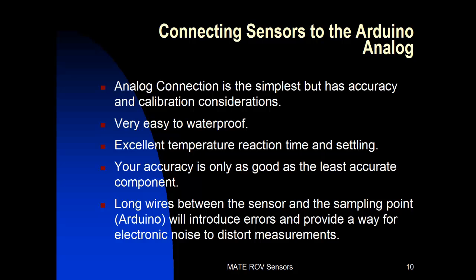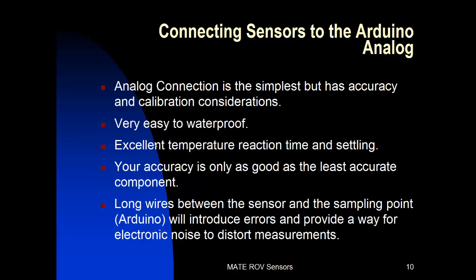You can run those two wires out of the ROV, make sure they're sealed where they go out of the ROV, and run those wires off and seal the ends up and put your sensor out at the end of a probe or something. Because they're small, their temperature reaction time is going to be excellent. Very small settling time. You have a change in temperature outside in the environment and it will react quite fast.